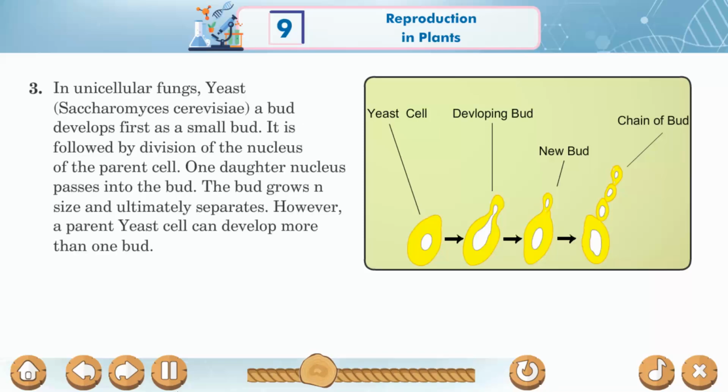In the unicellular fungus yeast, that is Saccharomyces cerevisiae, a bud develops first as a small bud. It is followed by division of the nucleus of the parent cell. One daughter nucleus passes into the bud. The bud grows in size and ultimately separates. However, a parent yeast cell can develop more than one bud.